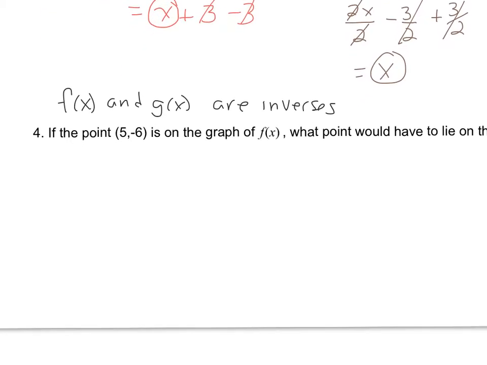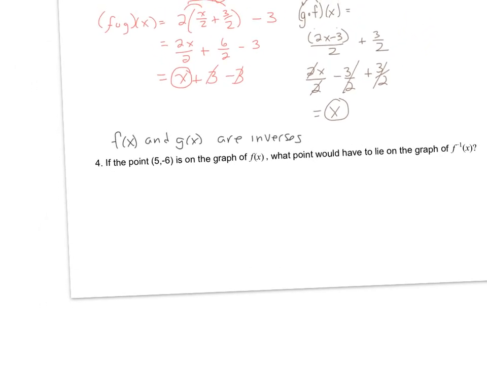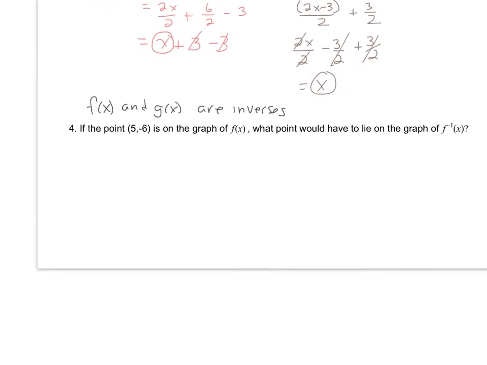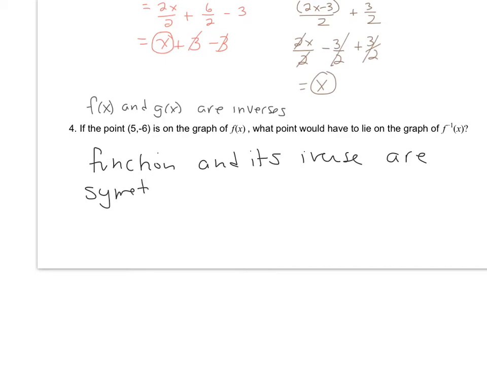Okay, let's look at number 4. If the point 5, negative 6 is on the graph of f of x, what point would have to lie on the graph of f inverse of x? This problem really takes no work, because we know the graphs of a function and its inverse are symmetric to the line y equals x.